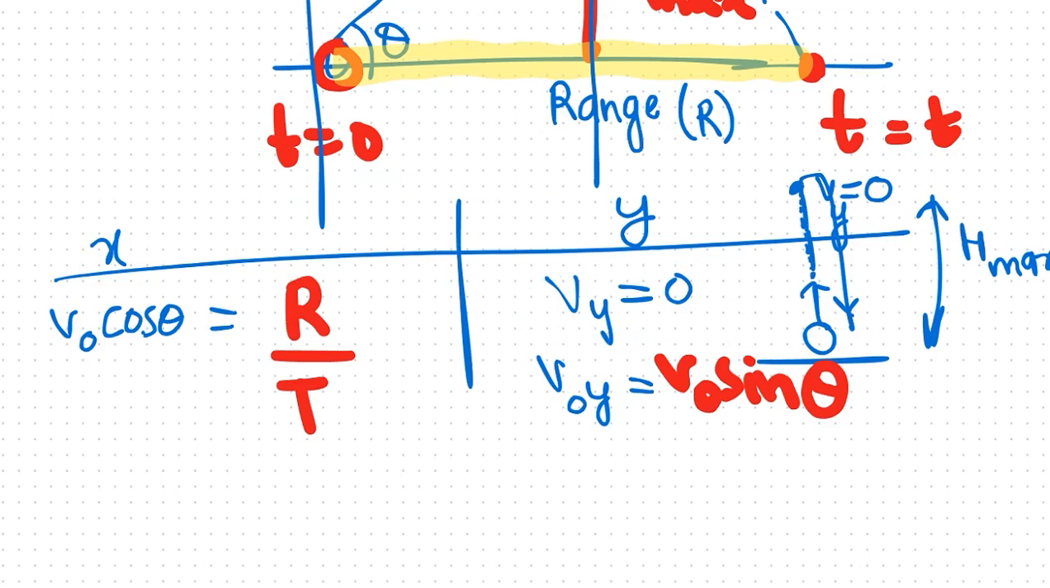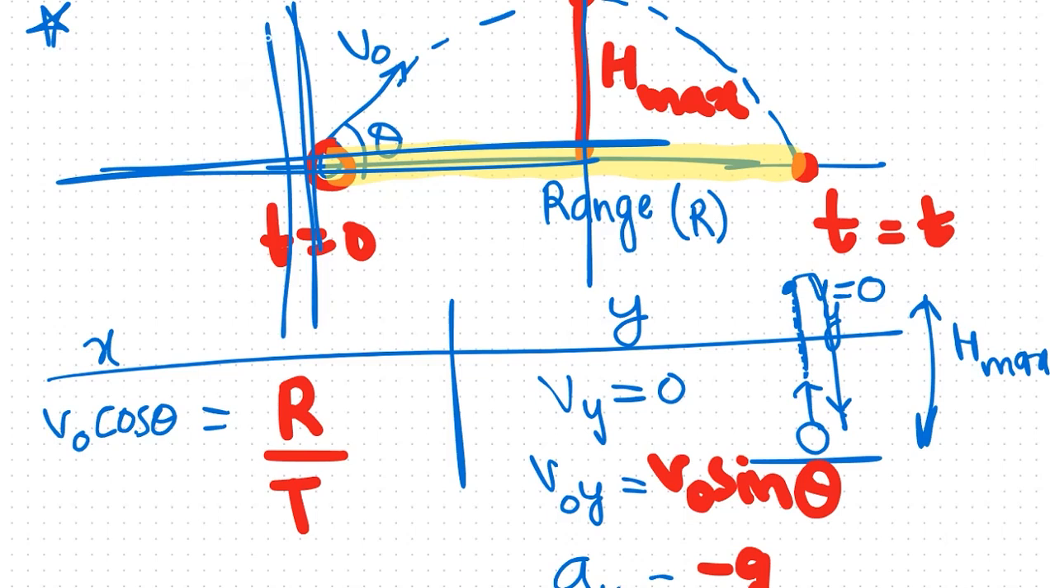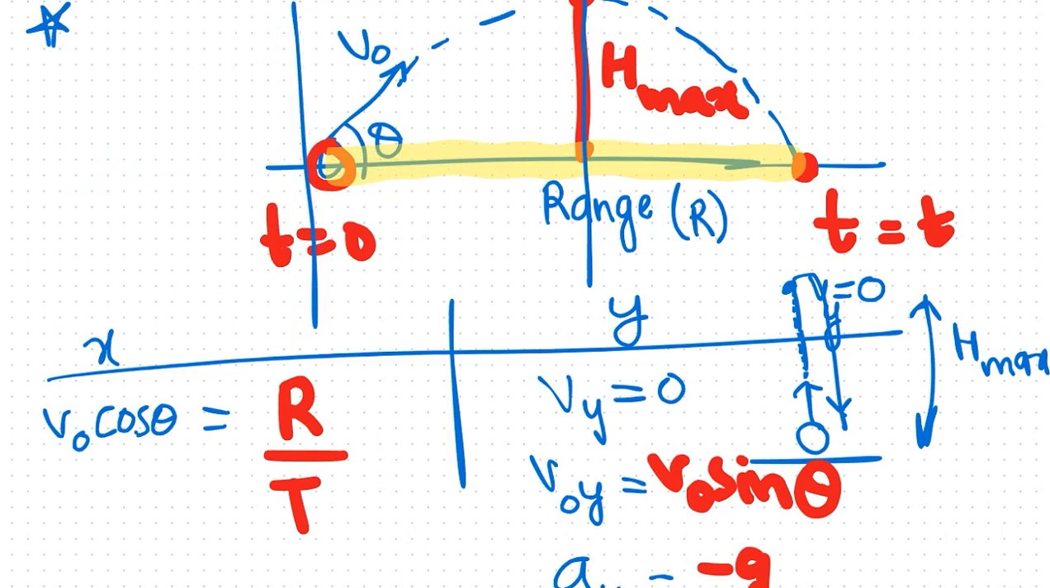So what about acceleration, ay, is how much? Negative g j cap, or negative g. So it's important to place the coordinate system. Let us place the origin at the initial point. From there, you assume the positive and negative signs.